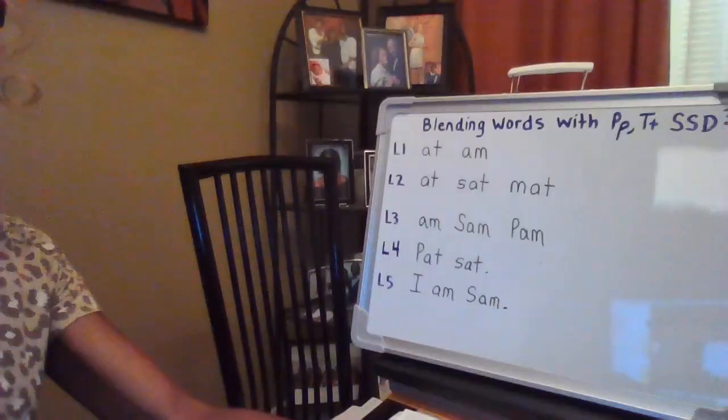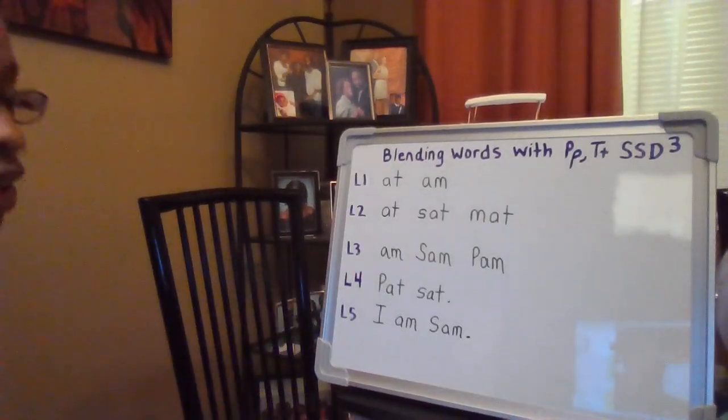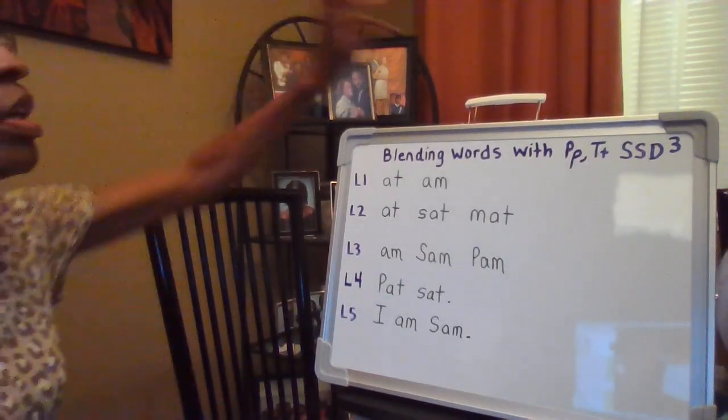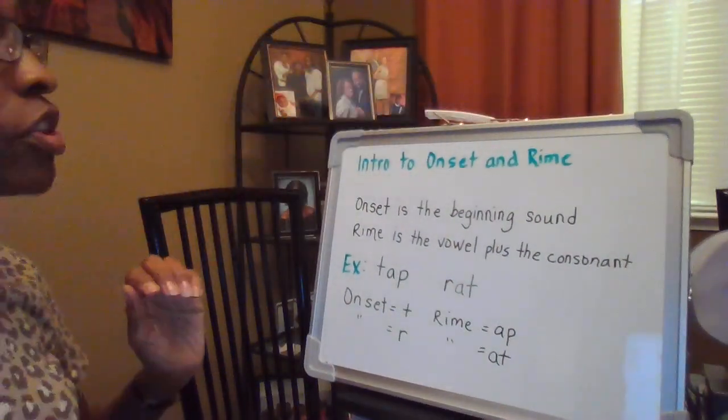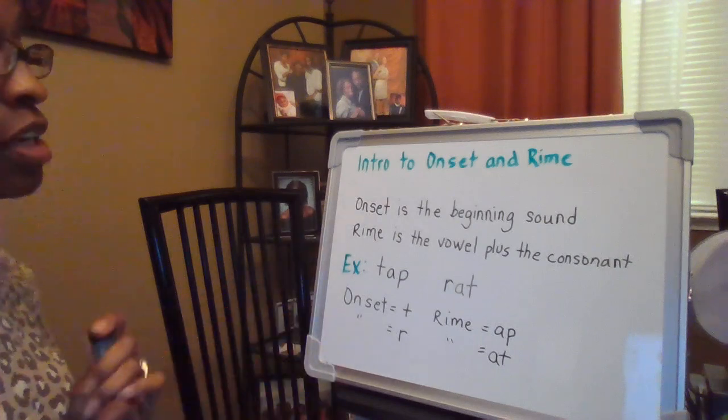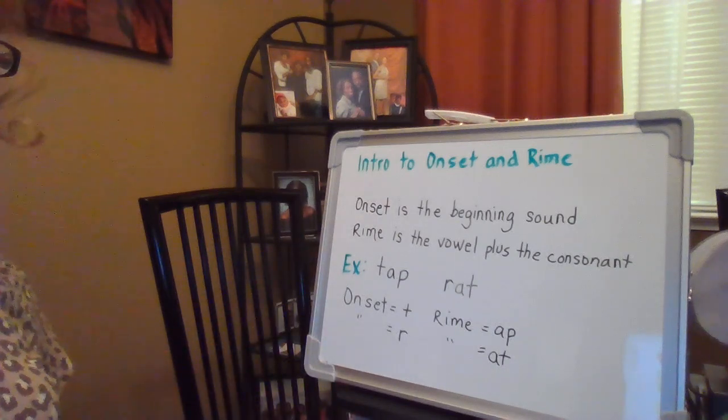Okay, now boys and girls, I'm going to turn my screen and we're going to go over onset and rime. Yesterday in your Connect Ed lesson, we went over some onset and rhyme, but I want to go more into detail. So I'm going to turn my screen. Okay. So onset is the beginning sound.